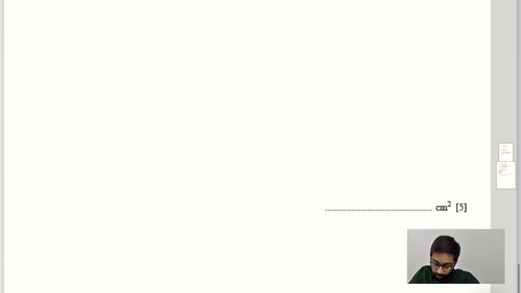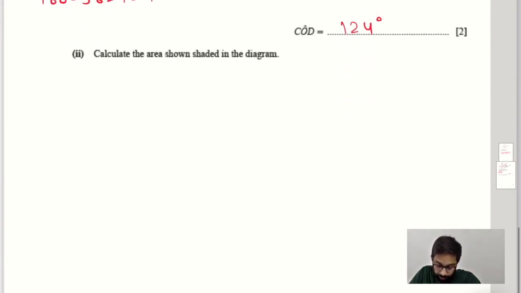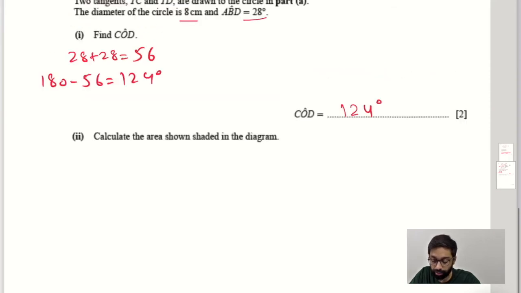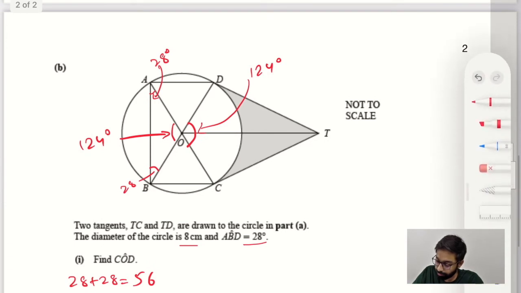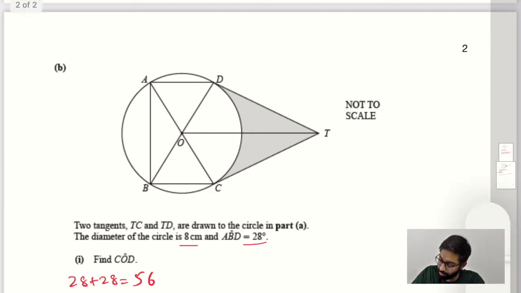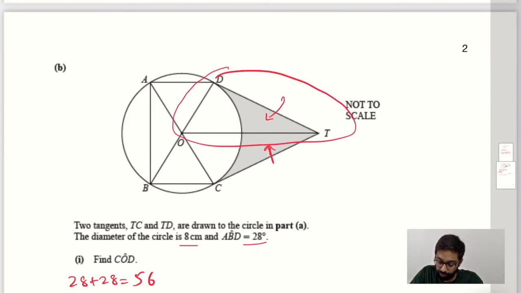Okay, now the next part is a 5-mark question. Calculate the area shown shaded in the diagram. What a weird way to write all of this. So they have asked us to find the area that is here and here. First we will need to know the area of triangle DOT, which would be similar to triangle COT. So let's find the area of triangle DOT.